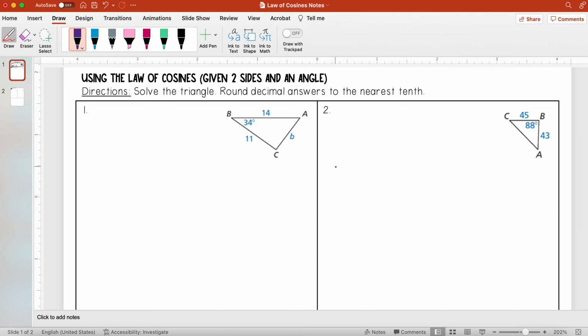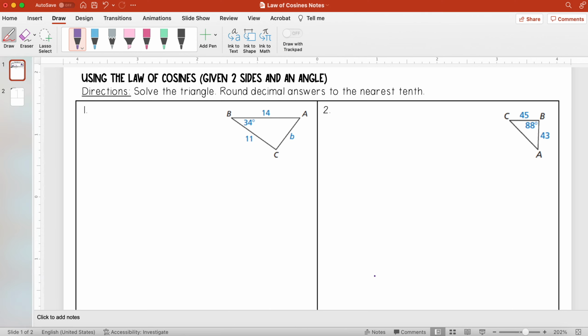So let's look at two examples where we are going to use the law of cosines to solve the triangle. Again, that means I need to find all the missing angle measures, and we're going to round our decimal answers to the nearest tenth. For these two examples, we're going to be given two sides and an angle.